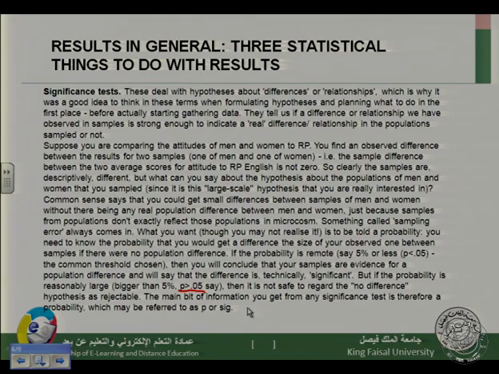Suppose you are comparing the attitudes of men and women to RP. You find an observed difference between the results for two samples, one of men and one of women. RP is reading proficiency. So you want just to see the attitudes of men and women towards reading proficiency.